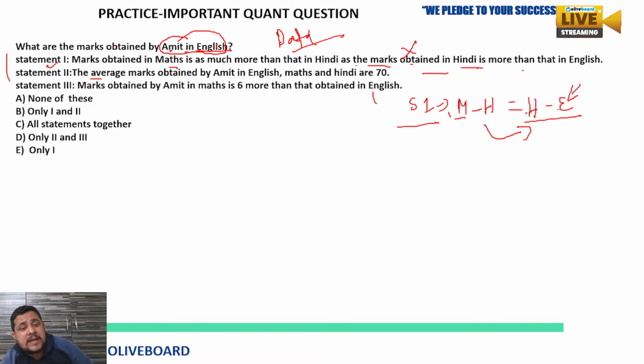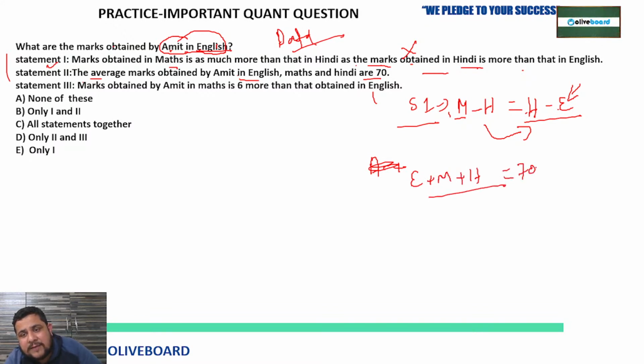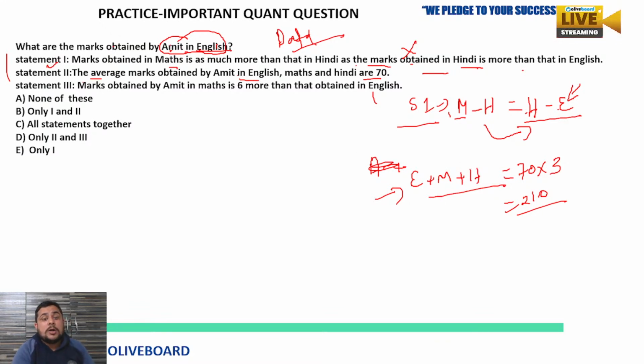Now second, the average marks obtained by Amit. The average marks obtained by Amit in English, Maths and Hindi are 70. So the average marks obtained by these three, Amit, sorry, Amit only. They are talking about the subjects. So English plus maths plus Hindi, the total would be what? 70 on an average. Three subjects are there. 70 into 3 means 210. So by this statement we are getting their sum, how much total marks they have got, and on an average what they are getting. But this is not the actual marks of Amit in English. So this second statement also alone is not sufficient to answer. Okay. This also we cannot use to answer.